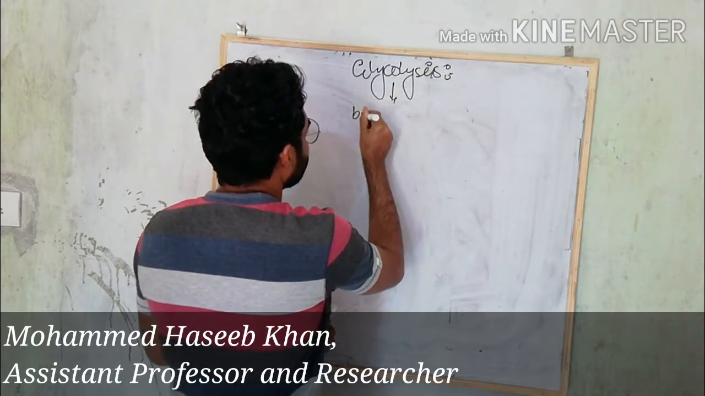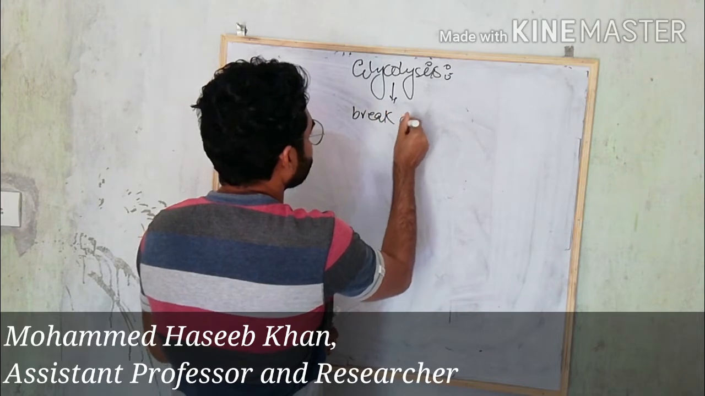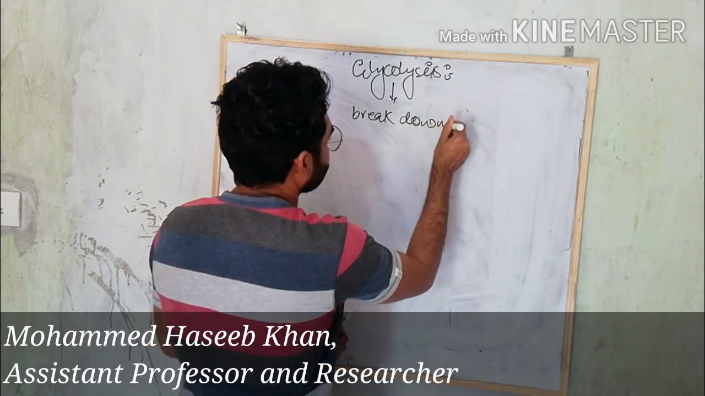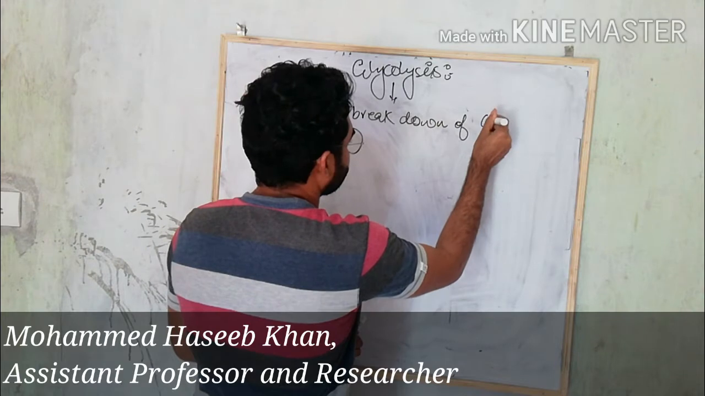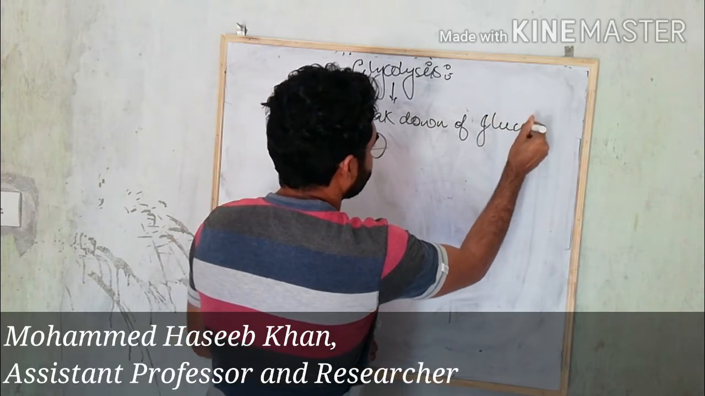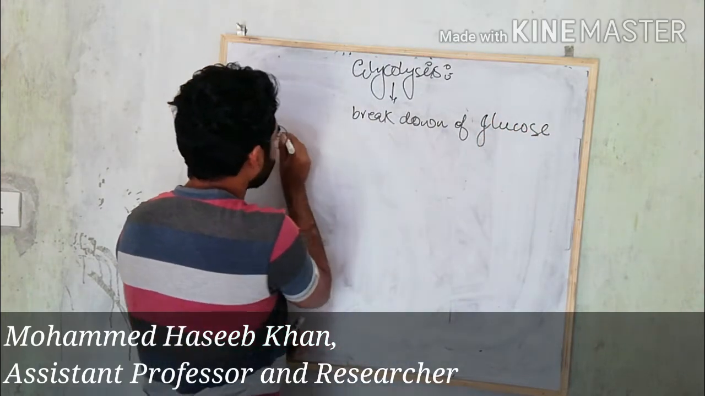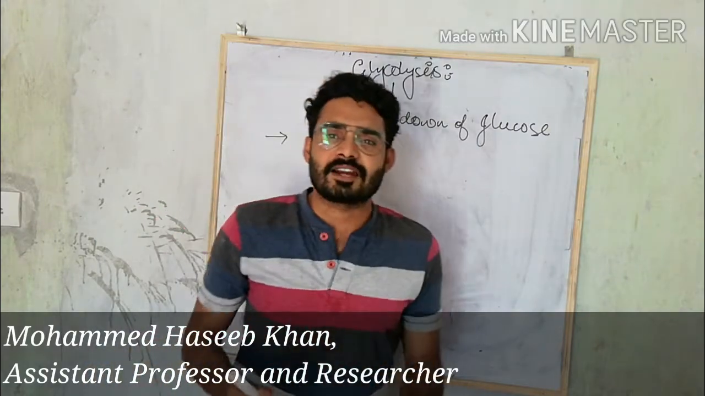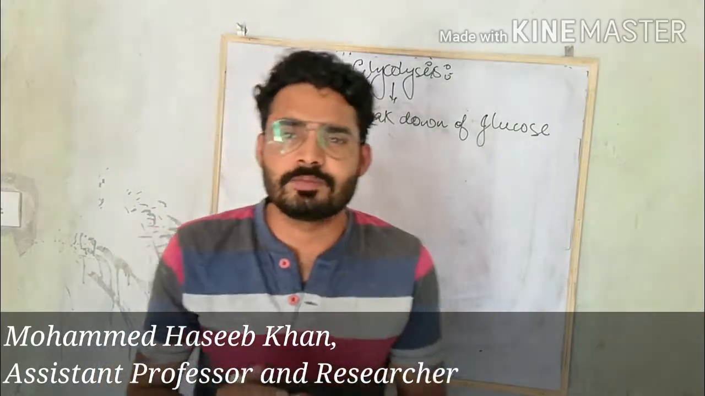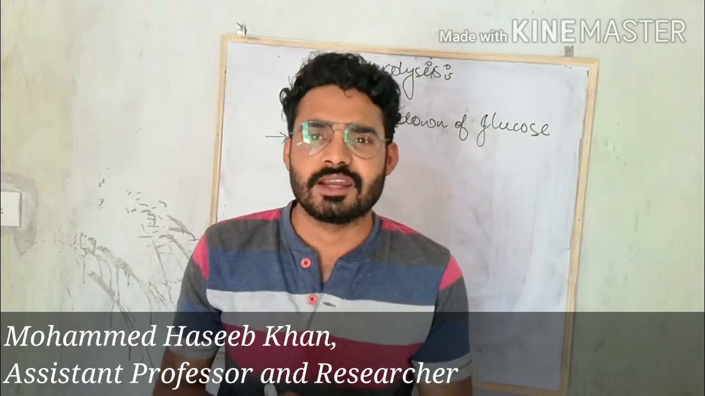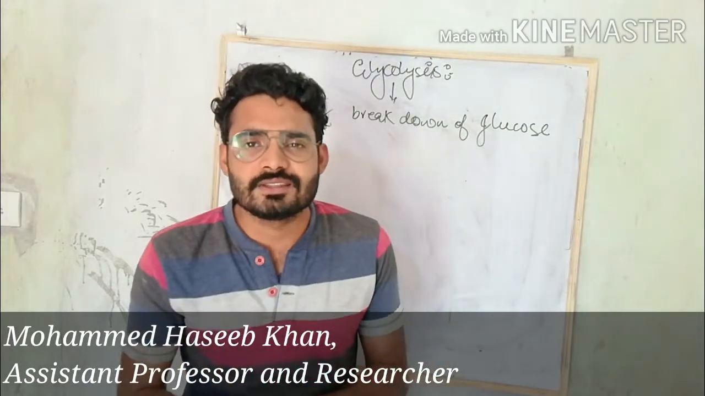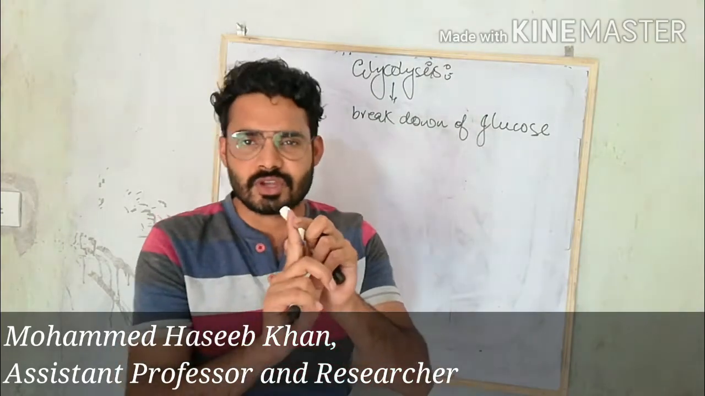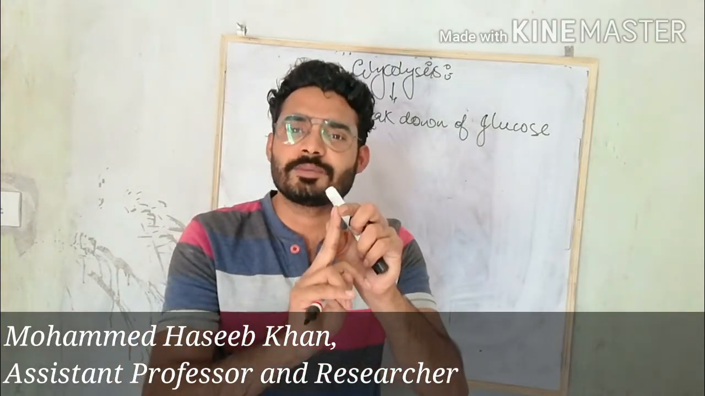is simply the breakdown of glucose, right? So glycolysis occurs in the cytoplasm of the cell, right? Not inside the mitochondria. And all the enzymes of glycolysis are present inside the cytosol. So glycolysis occurs in the cytosol, and it occurs in the absence of oxygen.